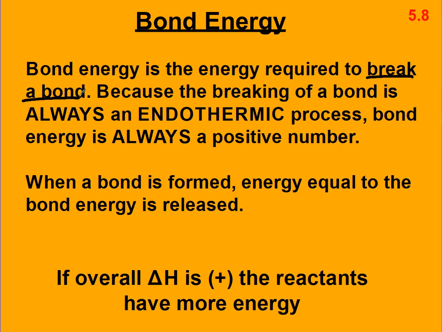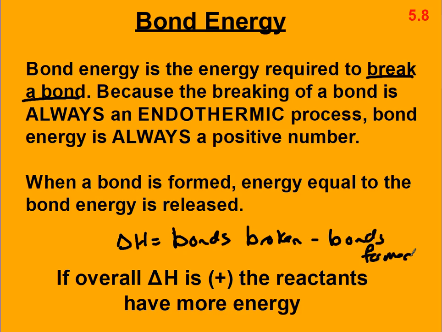If the overall delta H is positive, then the reactants have more energy. So delta H is equal to bonds broken minus bonds formed. My bonds broken are reactants, and my bonds formed are products.